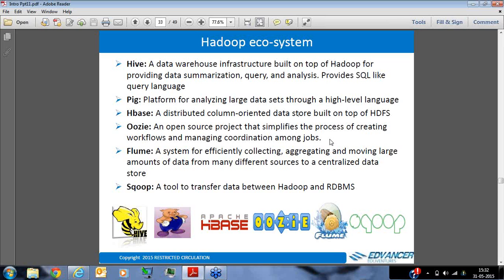And Sqoop is another tool which is specially used to transfer data between Hadoop and a relational database management system. So all these are various tools that you will learn during the course, and they are used for different purposes, but with one end goal in mind, that is to process and analyze big data in as quick a manner as possible.